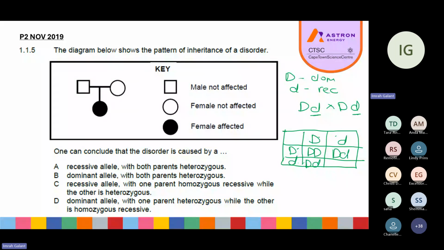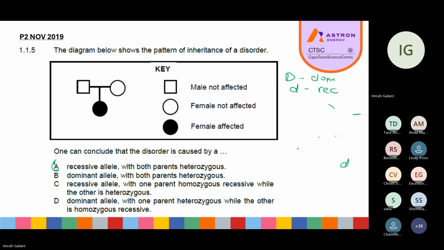So all of these 3 in the F1 generation would be unaffected, right? But now, if we cross this one over here with that one over there, this is the only one in the F1 generation that would be affected. Therefore, A could possibly be an answer. So let's just make a mark over there. Okay. So let's take that all away.